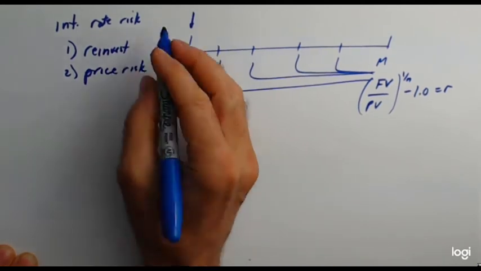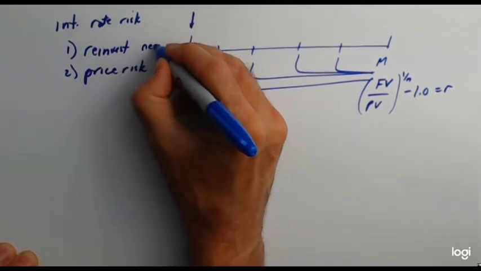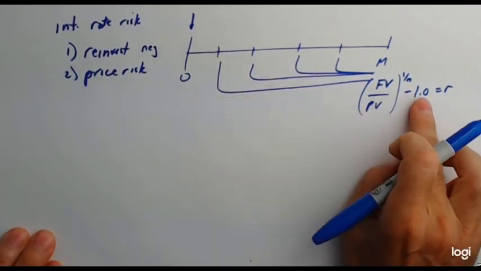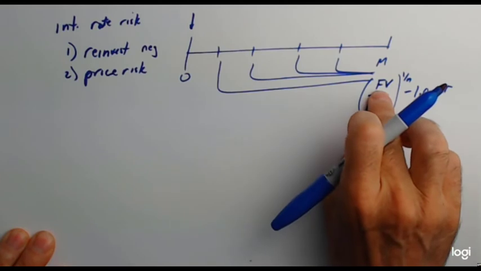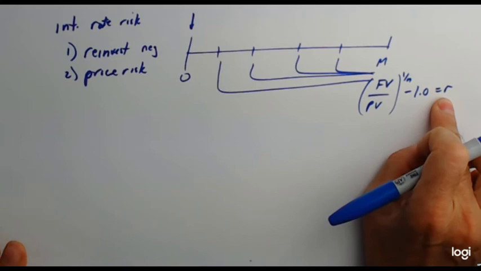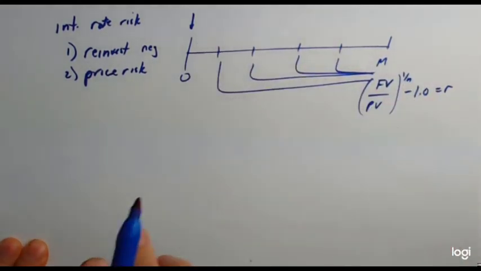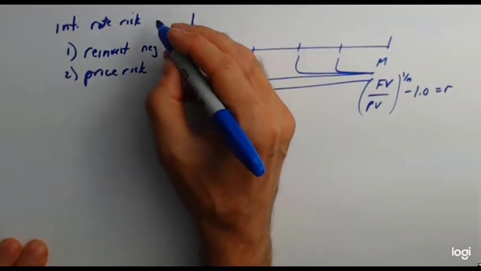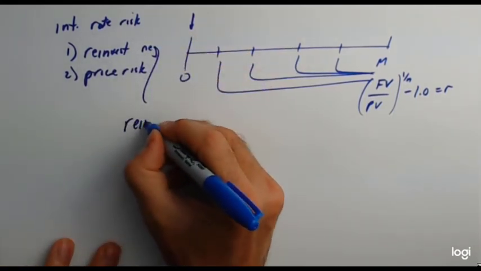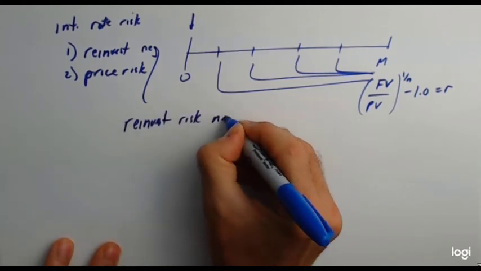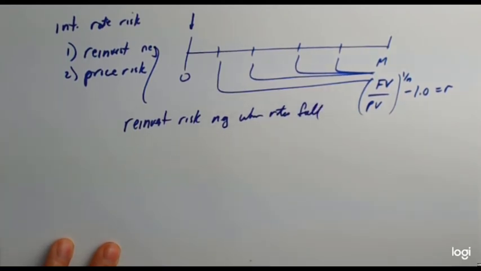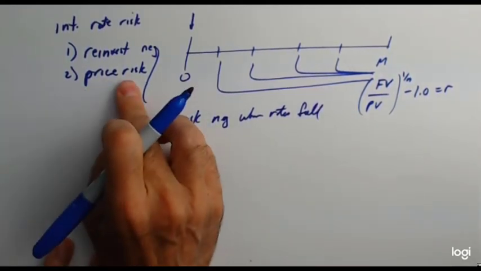If interest rates drop, this reinvestment risk is negative, right? And if interest rates go up as soon as you buy it, you're going to be able to earn a realized yield that's higher because your future value will be really high relative to the present value. You end up with a realized yield that's greater than the yield to maturity. So reinvestment risk is negative when rates fall.